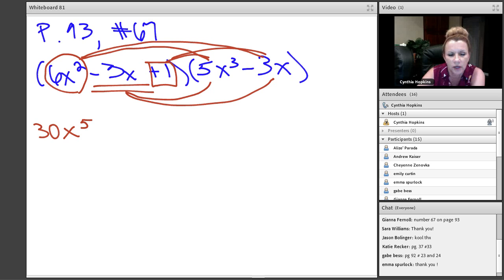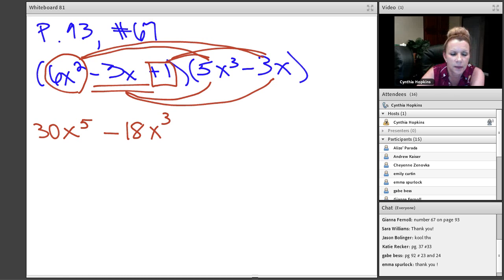Okay, next I'm distributing that 6x squared to negative 3x. Be very careful with your signs. A positive times a negative is negative. I get minus 18x to the third. Again, I'm multiplying like bases, so I keep the same base and I add the exponents. The exponent to that x is a 1, so 2 plus 1 is 3.